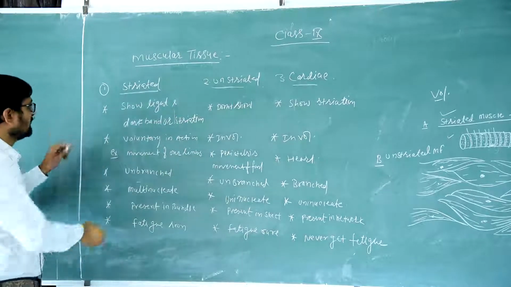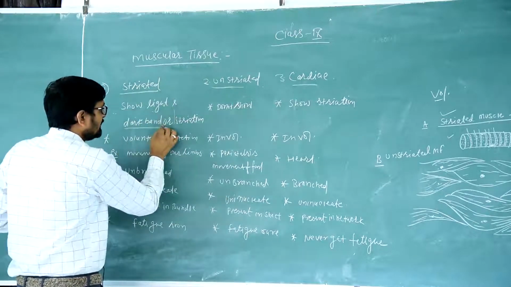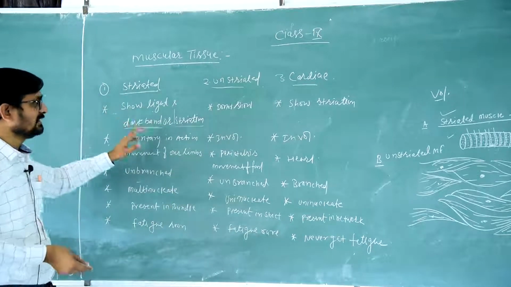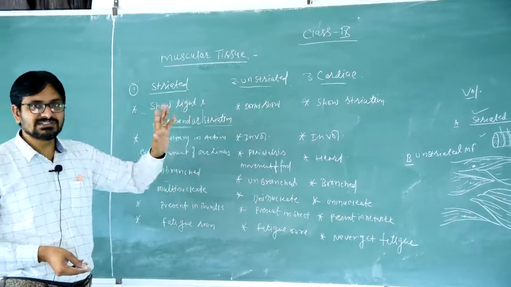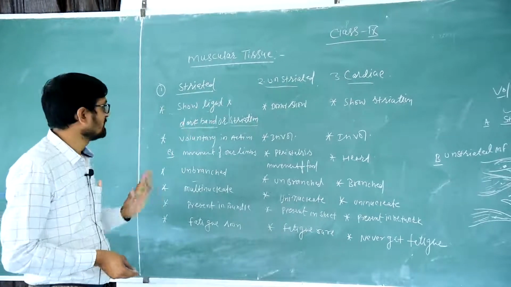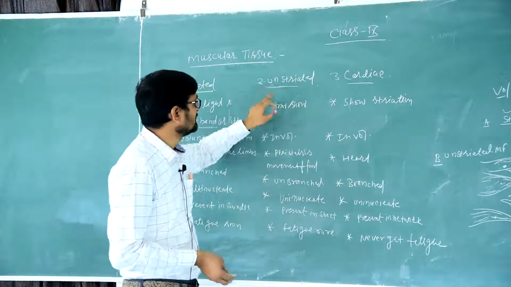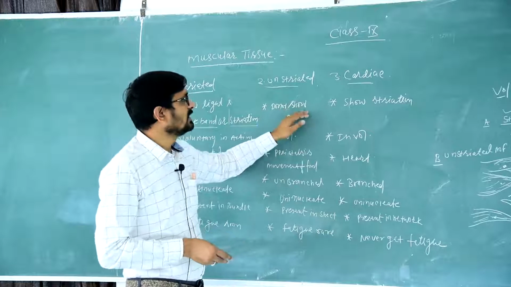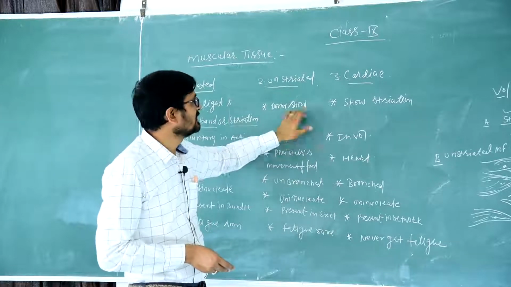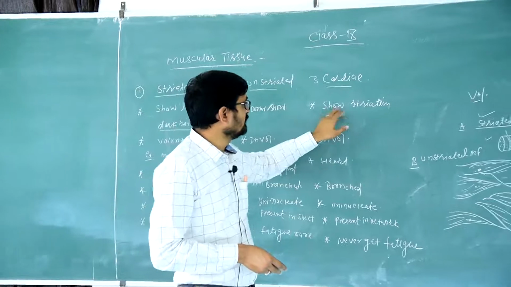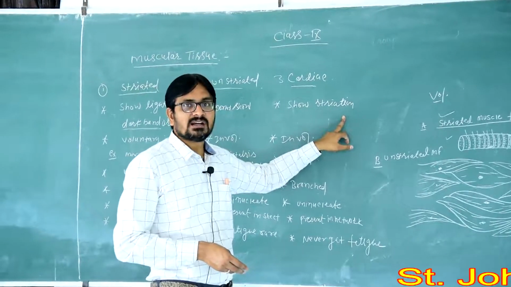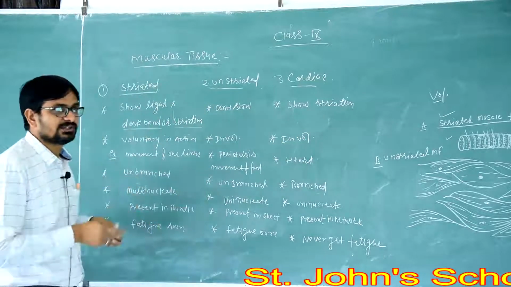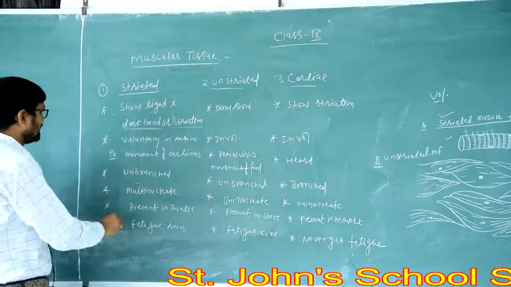See the first point: light and dark bands, or striations. It means in the striated muscles there are alternate light and dark bands, that is already seen by us in the diagrams. Clear? But in unstriated muscles there is no light band, no dark band. It means they do not show striations or stripes. Same thing in cardiac muscles, they show striations or stripes, alternate light and dark bands. This is the first point. Clear? Yes. Move to the second point.